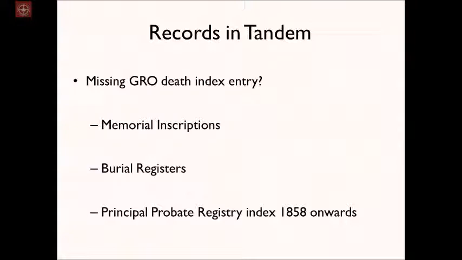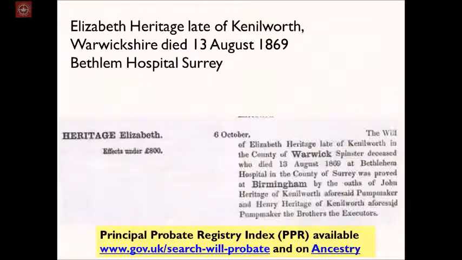Notably too, if you can't identify the correct death in the General Register Office Index of Deaths, there are potentially plenty of other death sources to help you locate it. So for a missing General Register Office Death Index entry, look for more memorial inscriptions online, look for burial registers, and also use the Principal Probate Registry Index from 1858 onwards, which is online at Ancestry and the UK Government's Probate Search Facility website. Now, obviously, not all of our ancestors would have probate entries, but where they did, they can be particularly useful.